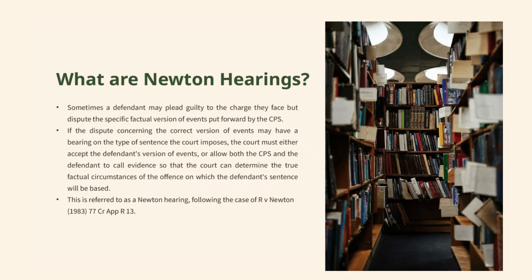So let's look at what Newton hearings are. Sometimes the defendant may plead guilty to the charge they face, but dispute the specific factual version of events put forward by the CPS. If the dispute concerning the correct version of events may have a bearing on the type of sentence the court imposes, the court must either accept the defence version of events or allow both the CPS and the defendant to call evidence so the court can determine the true factual circumstances of the offence on which the defendant's sentence will be based. And this whole process is called a Newton hearing, from the case of R v Newton in 1983.